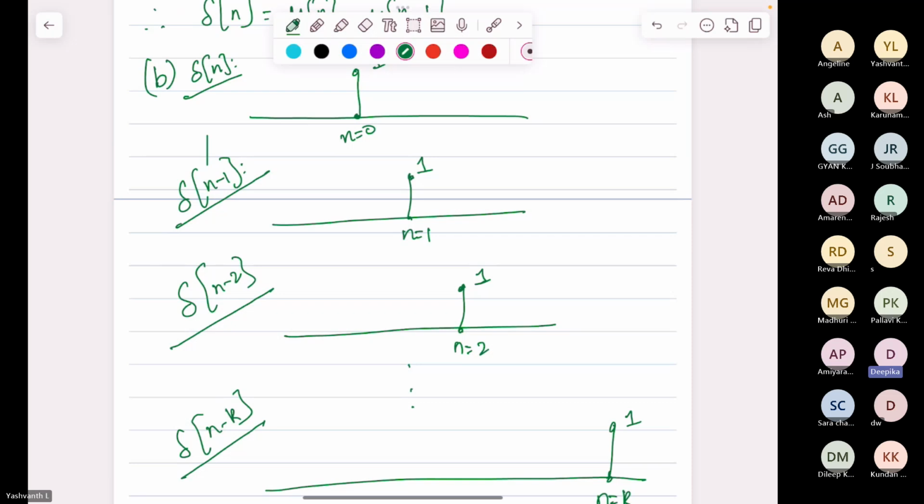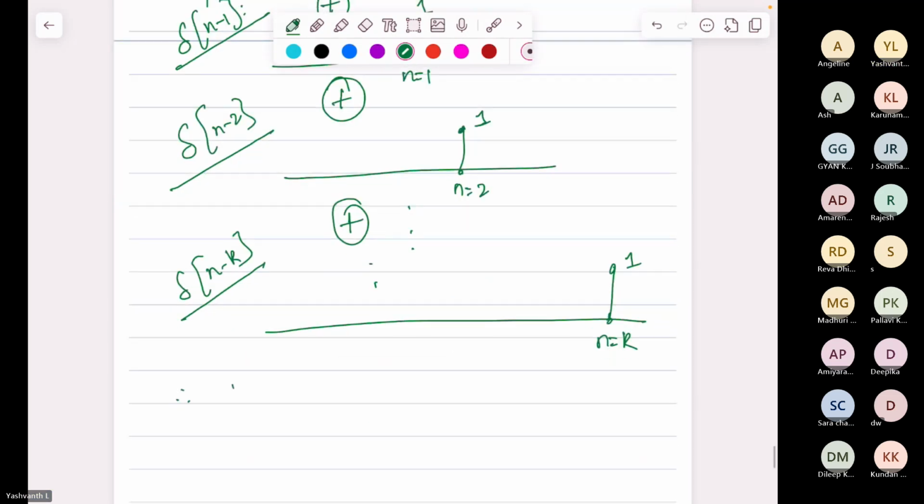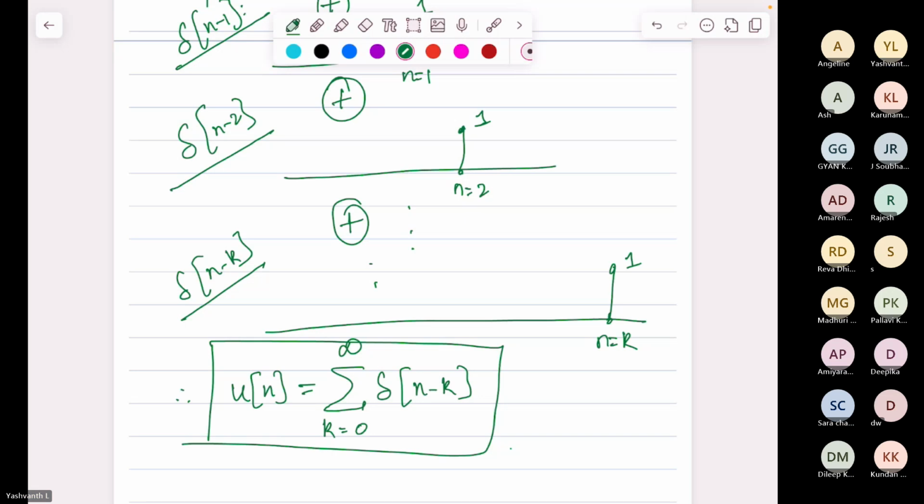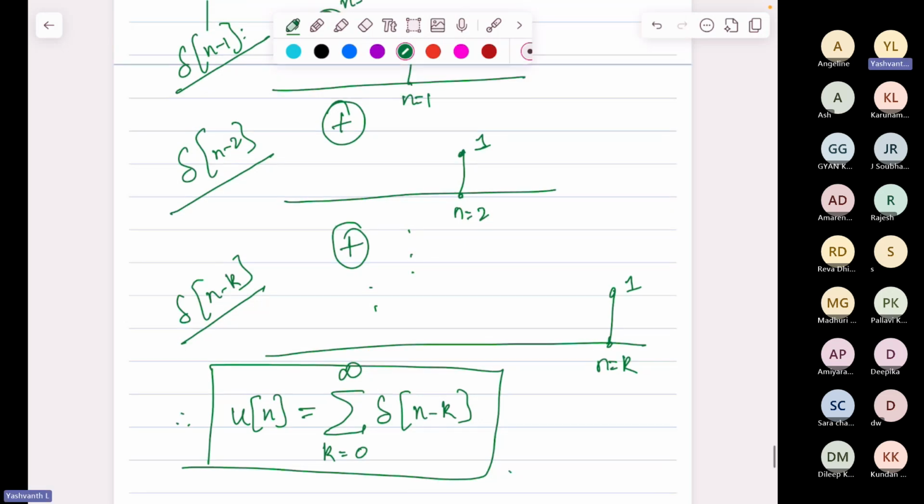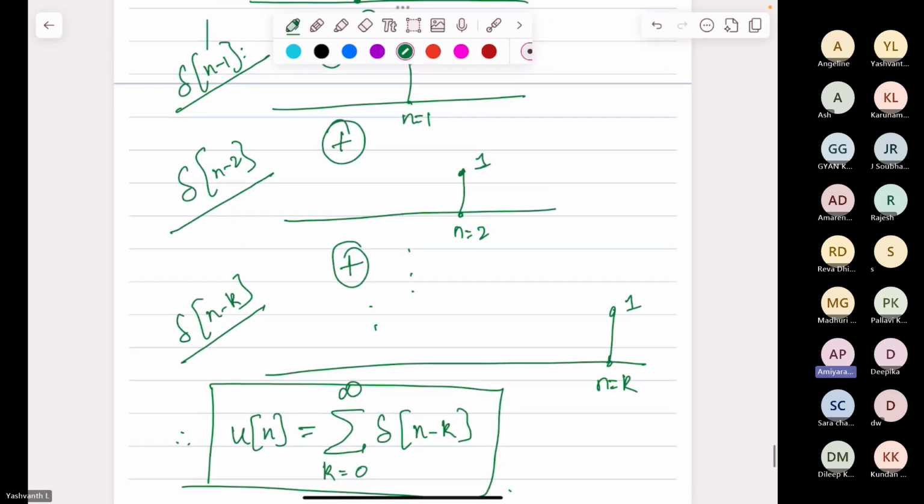Delta n plus delta n minus 1 plus delta n minus 2, so on to delta n minus k. And so on. k will keep on going on. Exactly. So you just add all of them. Therefore, your u of n is nothing but summation over k equal to 0 to infinity delta of n minus k. Is it okay? Yes, sir.